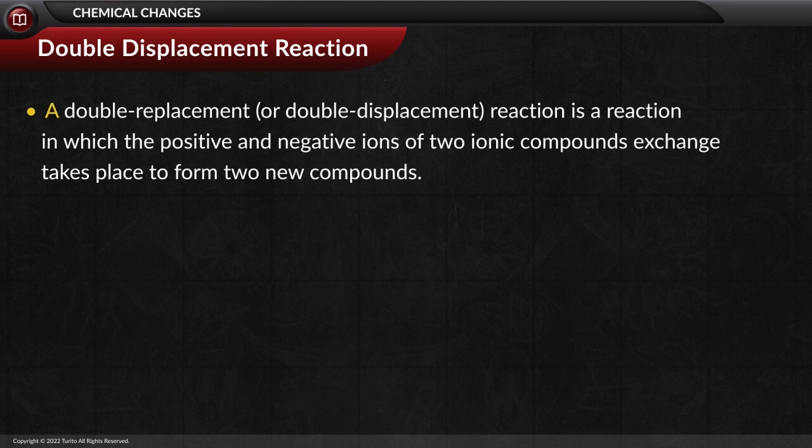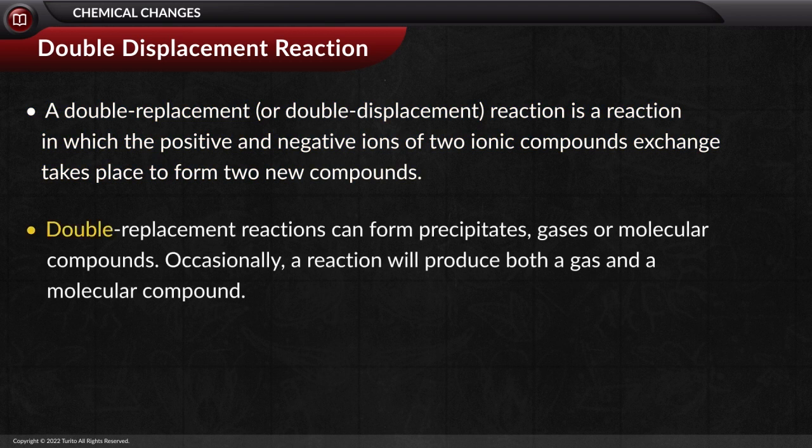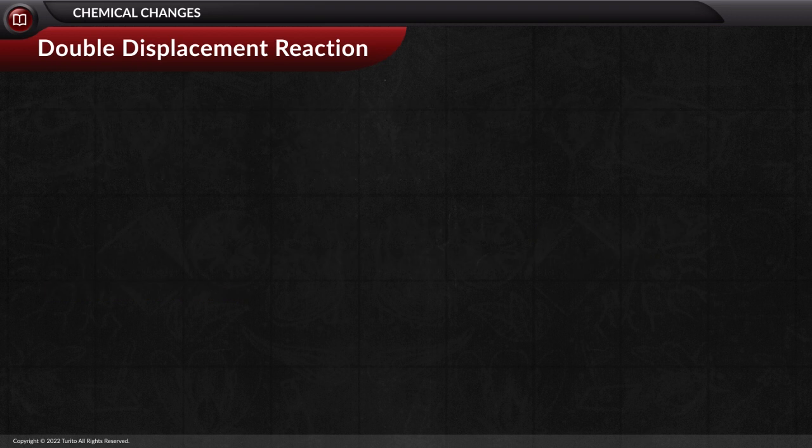At last, let us see the double displacement reaction. A double replacement or double displacement reaction is a reaction in which the positive and negative ions of two ionic compounds are exchanged to form two new compounds. Double replacement reactions can form precipitates, gases, or molecular compounds. Occasionally, a reaction will produce both a gas and a molecular compound. This can also be understood as AB plus CD gives AD and CB.